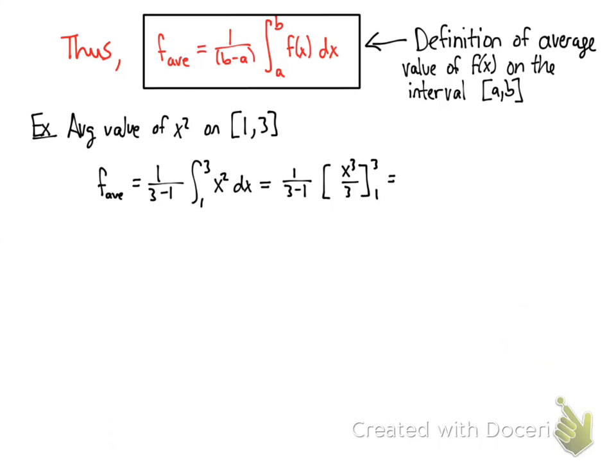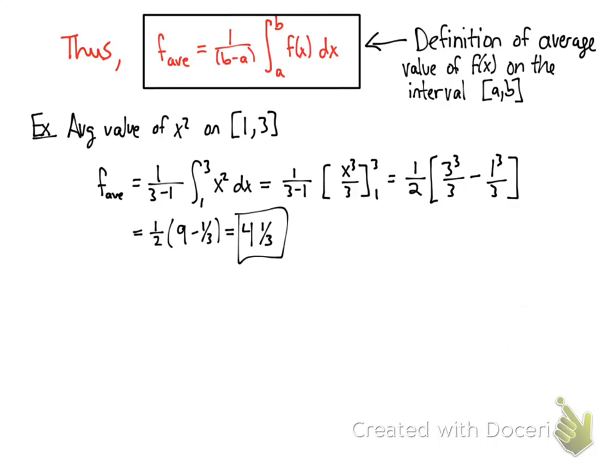This is an easy integral. The integral of x squared is x cubed over 3. Plug in 3 and plug in 1 and subtract. Do a little simplifying and I get 4 1/3. So the average value of that function on that interval is 4 1/3.